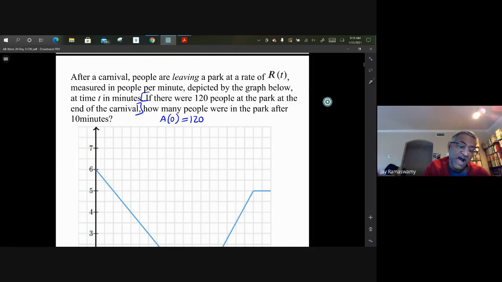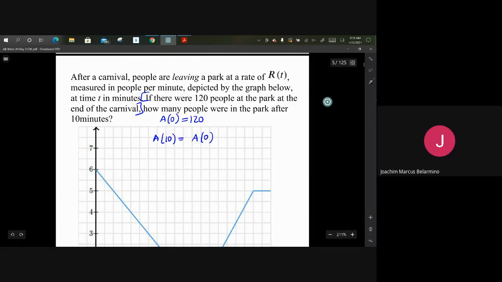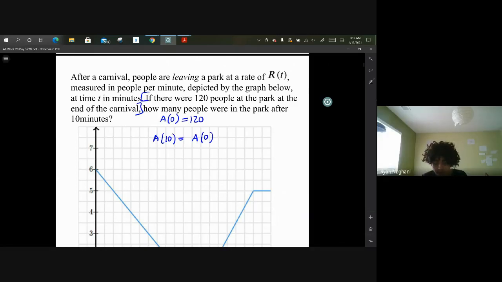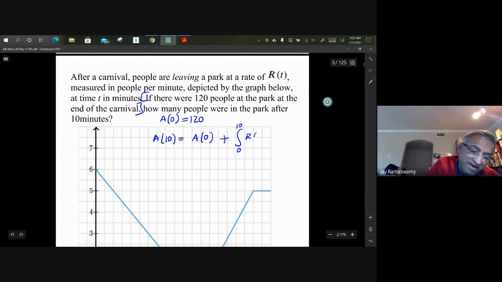Now the question is, how many people were in the park at the end of 10 minutes? Amount. So A of 10, should we use the net change corollary? So A of 10 equals A of 0 plus the integral from 0 to 10 of A dash of t dt. What's missing? A of 0. A dash should use r of t dt. And then A of 0 is 120, correct?